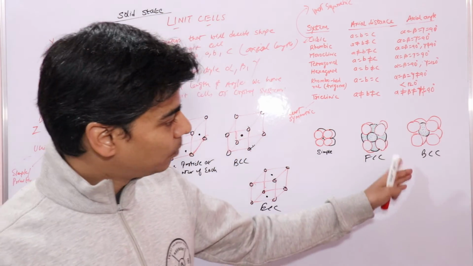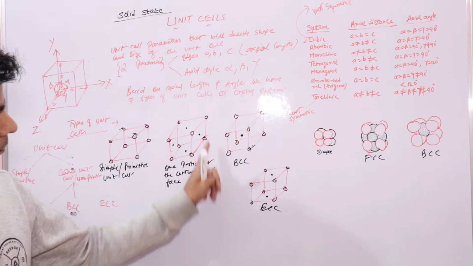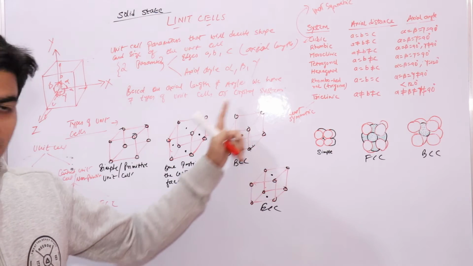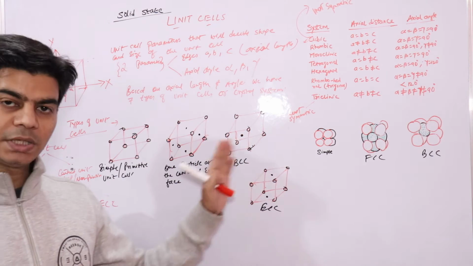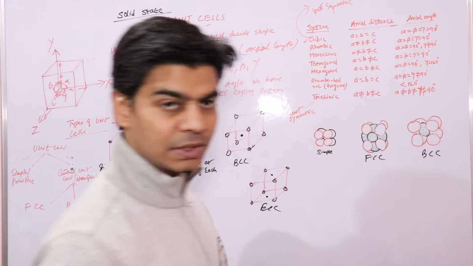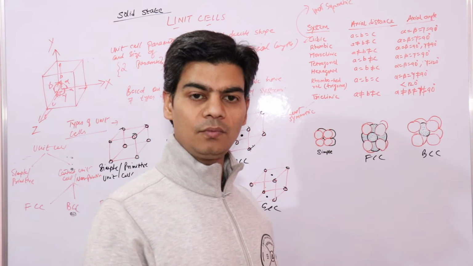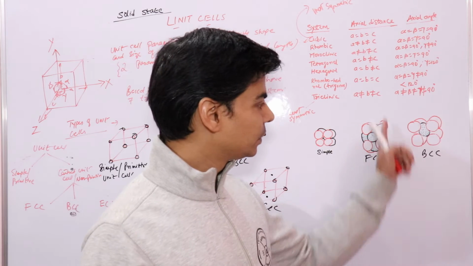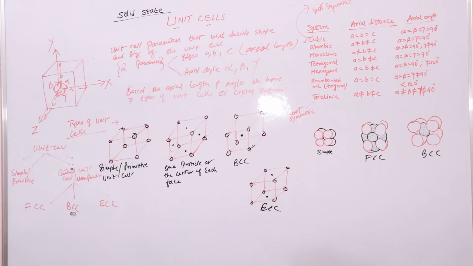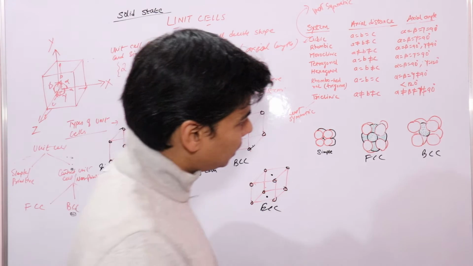right? Similarly, body centered, we said that 1 particle at the center of this cube will represent body centered, right? So here this green sphere represents 1 particle or sphere which is at the center of this body centered structure, right?